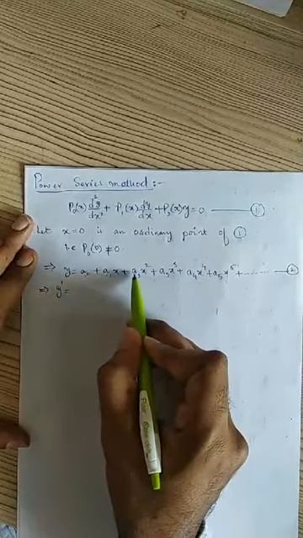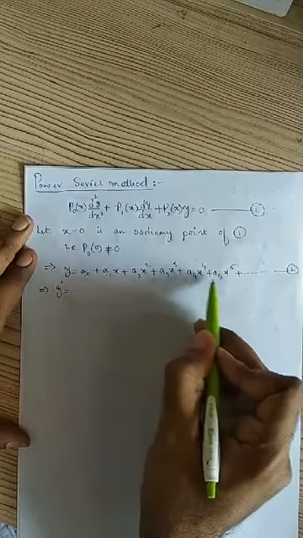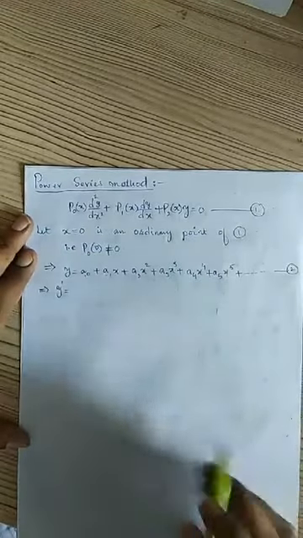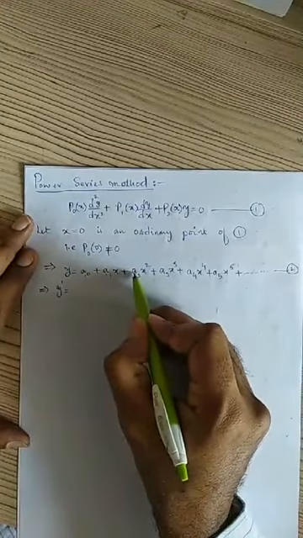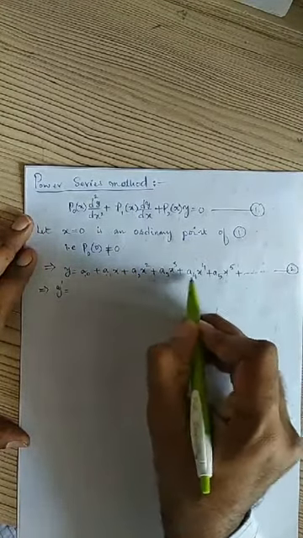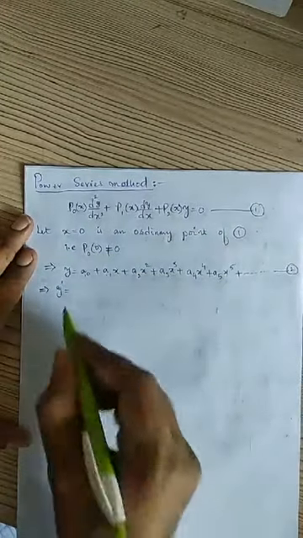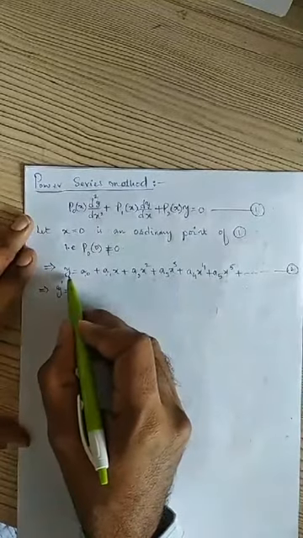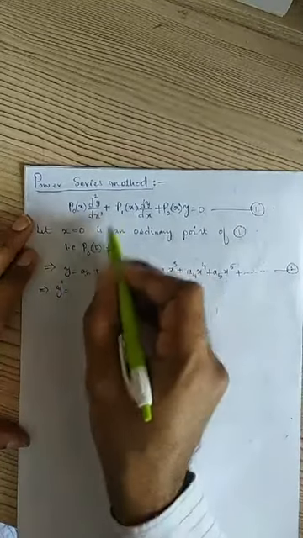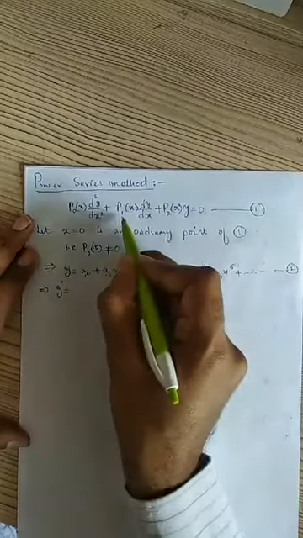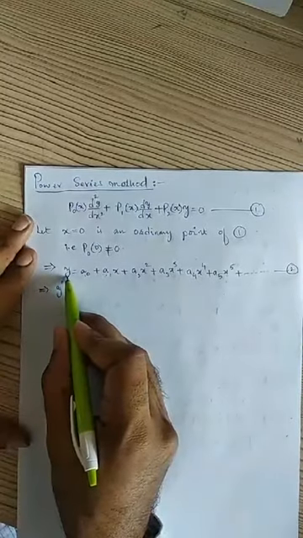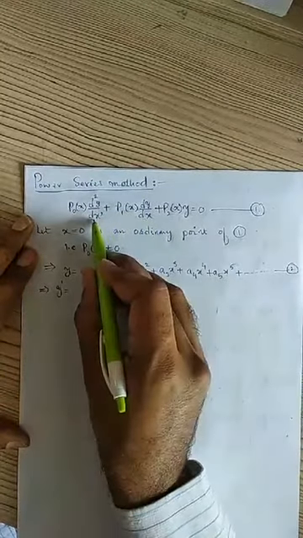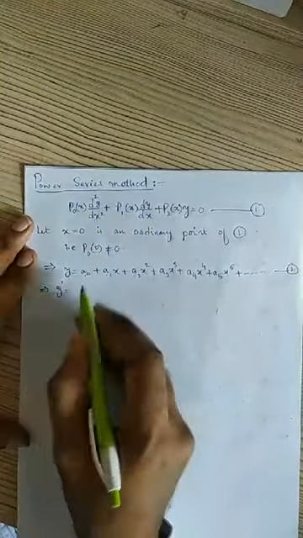Now I have to find what is a2, what is a3, what is a4, what is a5 and so on. Our target is to find a2, a3, a4, a5 and so on. So for that I'll substitute this solution in this equation, because I'm claiming that this is the solution of this equation. So I'll substitute this y in it. For that I need y dash and y double dash also. So I'll find y dash first.